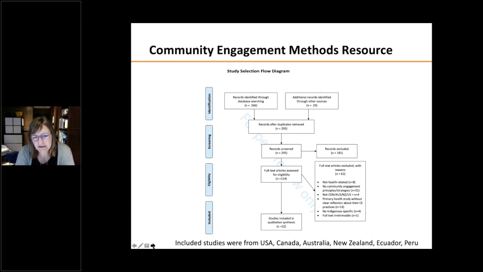So what the students did was to create a search strategy, and I can share that after if people are interested. We've submitted this for peer review, so hopefully it will be available too. But of course, they went through a selection process of which articles were going to be included, and ultimately came out with 52 papers that talked about different concrete steps in, pardon me, community engagement. And this included all the countries of US, Canada, Australia, New Zealand, as well as Indigenous communities in Ecuador and Peru.